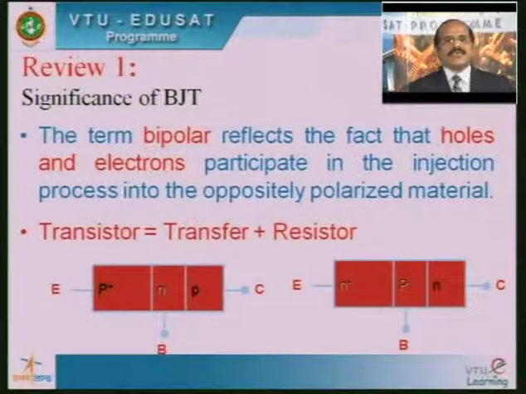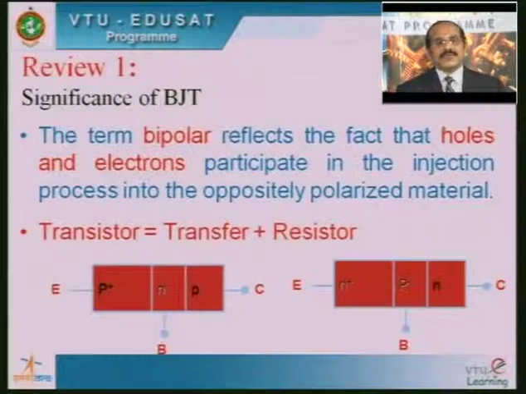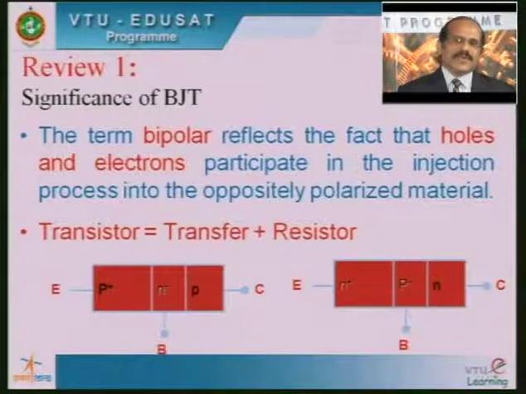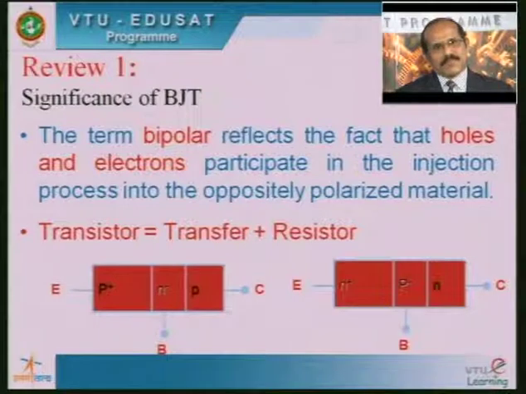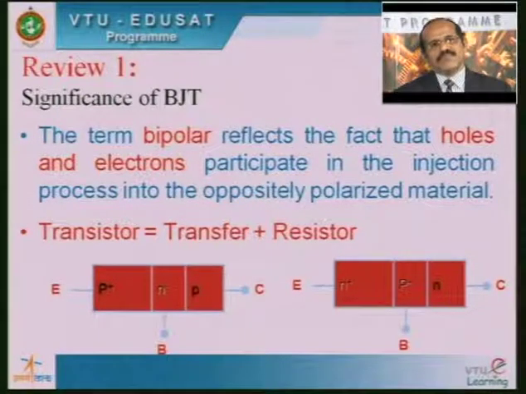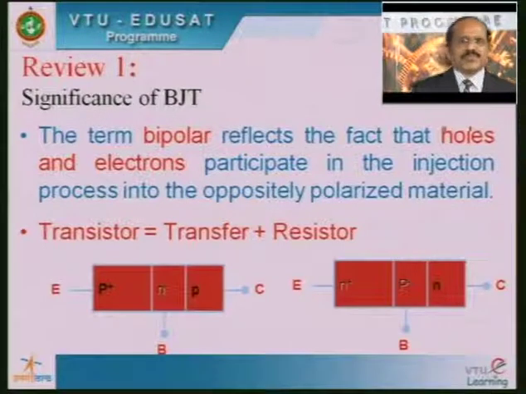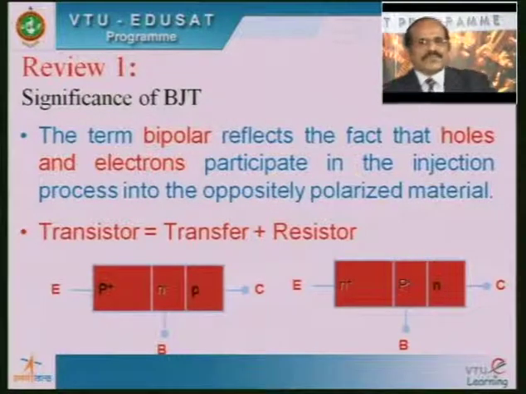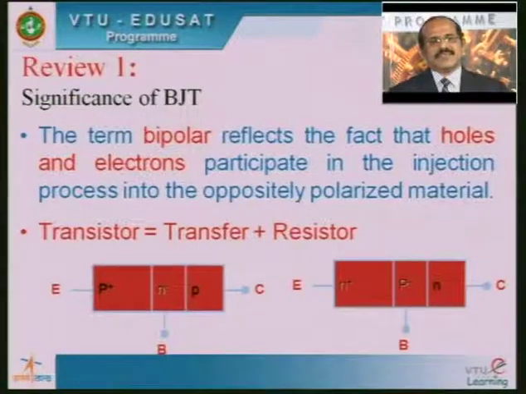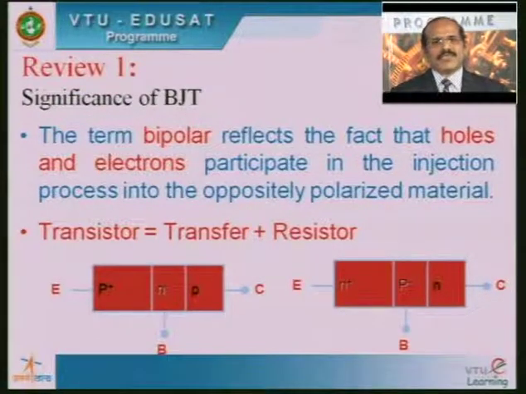Junction. Since the bipolar junction transistor has two junctions, one between the emitter and the base, and another between the collector and the base, the term junction is used here. The third term is transistor. Transistor means transfer plus resistor, or transfer of resistance.